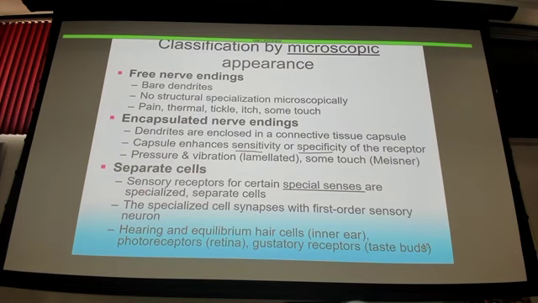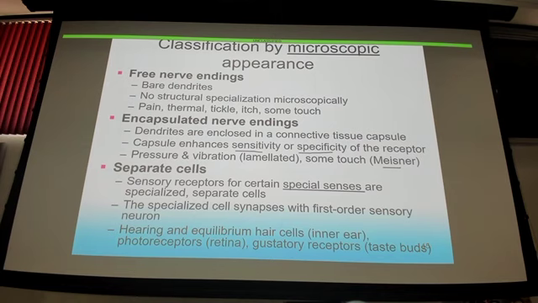Most of the time we look at this with what are called Meissner corpuscles, the corpuscles of touch. We also have Pacinian corpuscles, for those of you who've heard of them, and they help to explain pressure. We'll look at the differences between those two later, but I wanted to say it since it's up there. And then you have the separate cells.